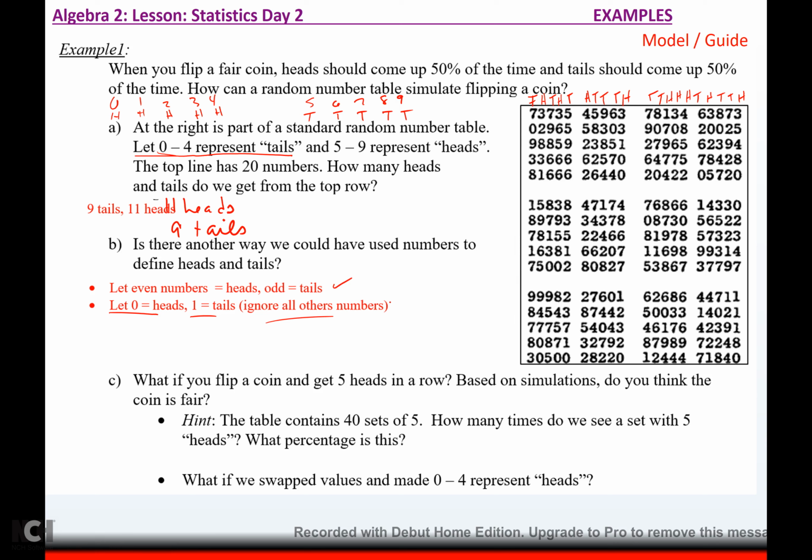All right, so it says, what if you flip a coin and get 5 heads in a row? Based on simulations, do you think the coin is fair? So if I look at this, 5 heads in a row would be the numbers 0 through 4 altogether in a set of 5. So if I break these up into 5s, which is what they did, each one of these blocks basically represents an outcome. And I'm looking for any of those outcomes that have all numbers between 0 and 4.